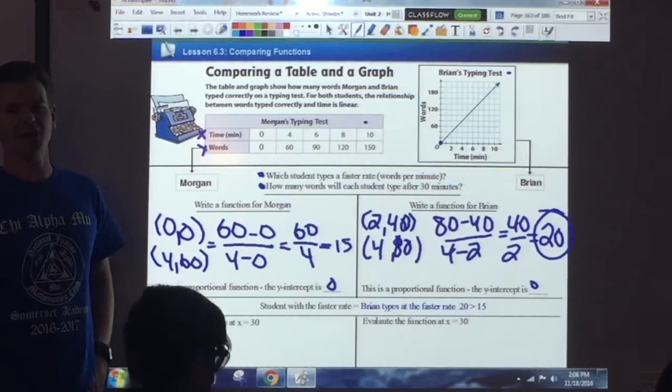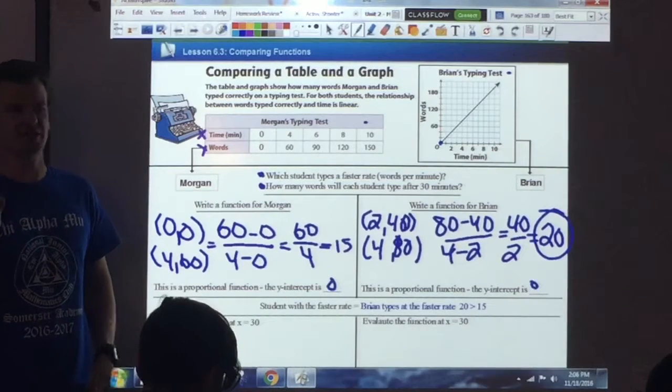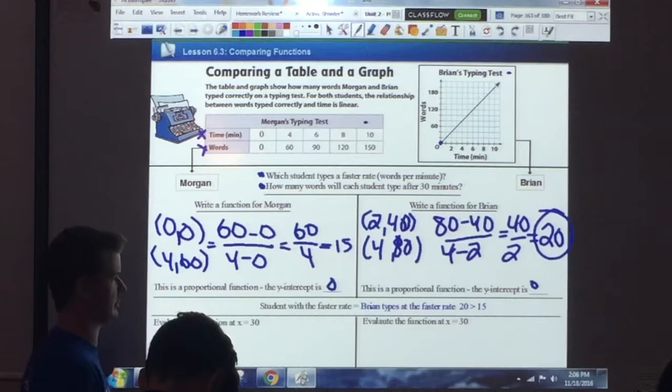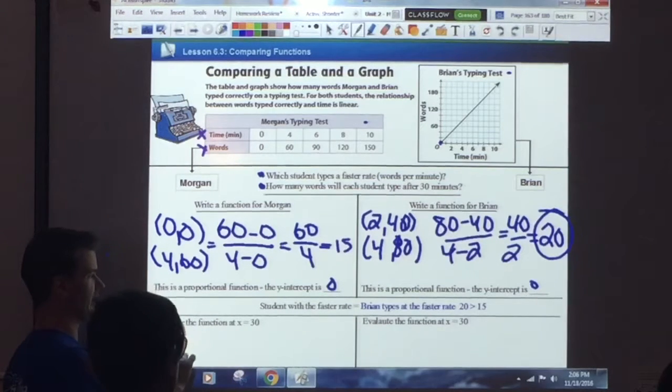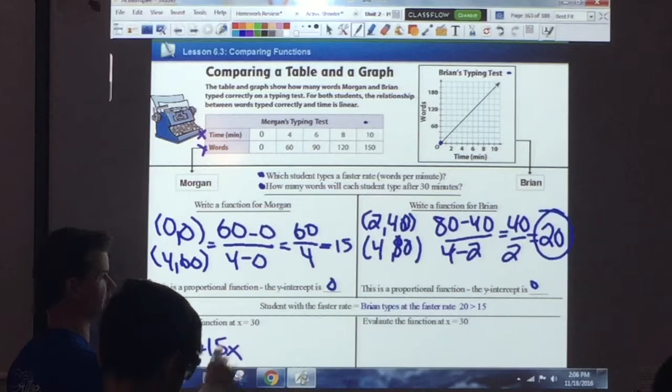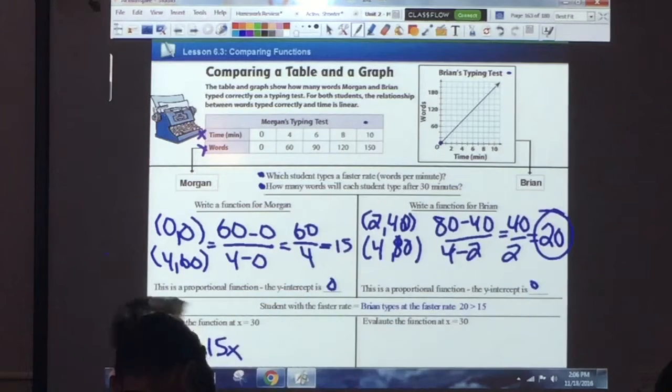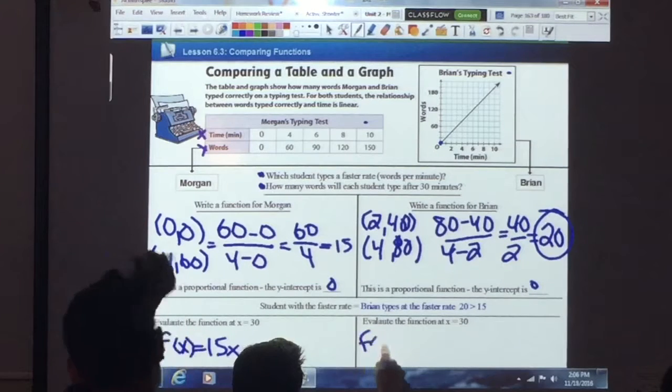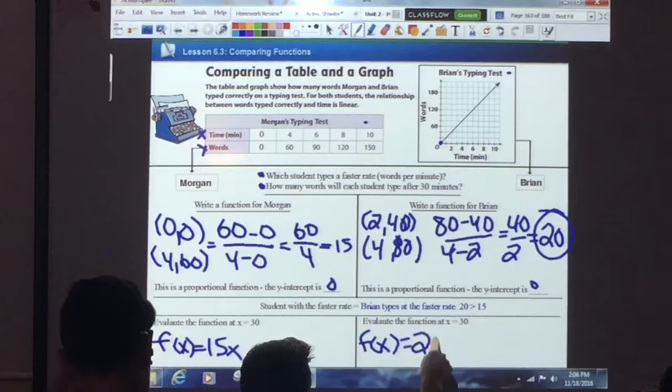So, now that we know both of these rates, I can write functions for both of these. The function for Morgan is f of x equals 15x. There's no y-intercept because it's 0. For Brian, it's f of x equals 20x.